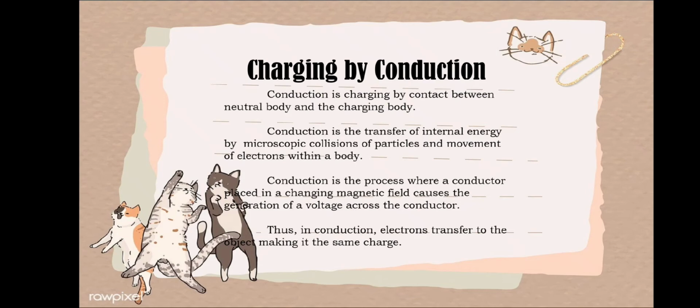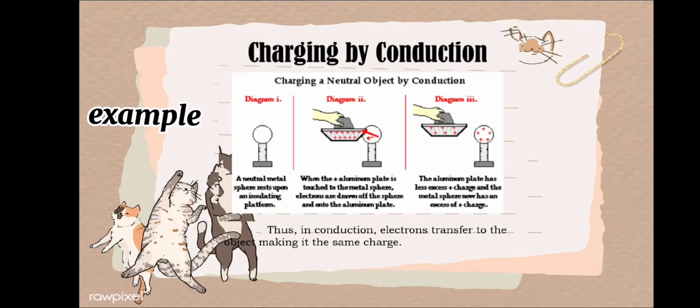And also conduction is the process where a conductor placed in a changing magnetic field causes the generation of a voltage across the conductor. So, all in all, in conduction, electrons transfer to the object, making it the same charge.